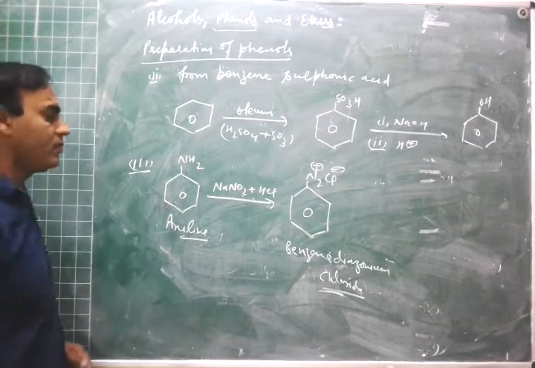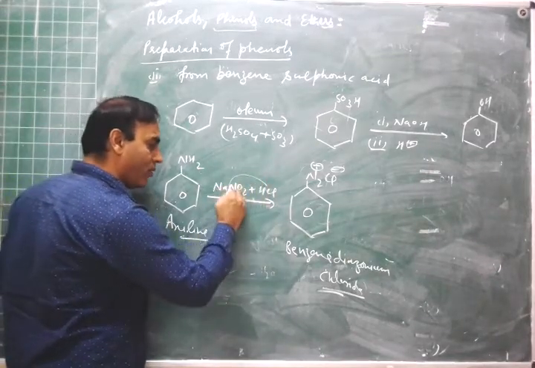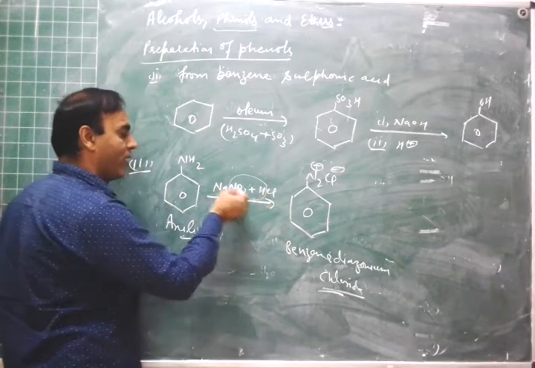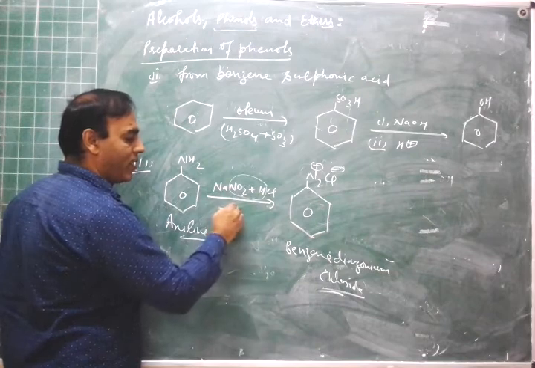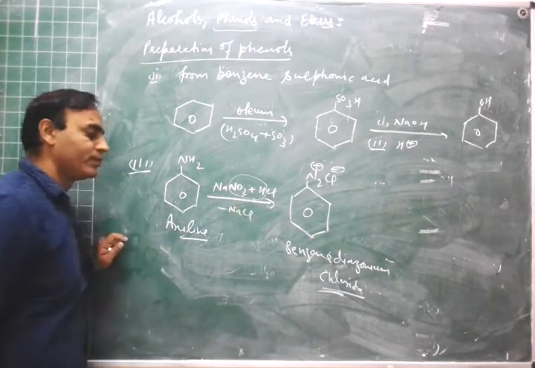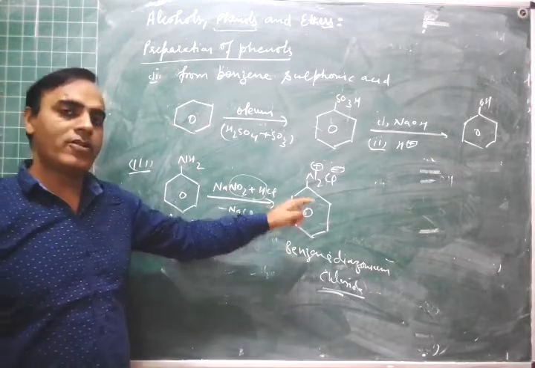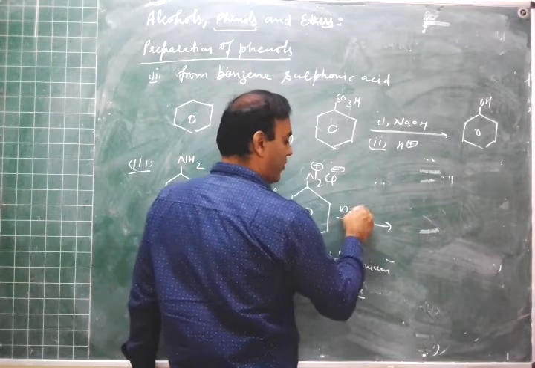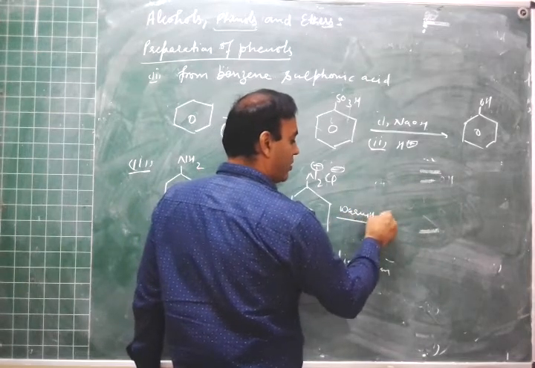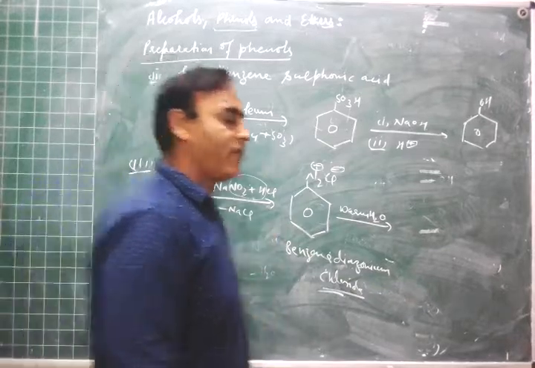Right? And this reaction is carried out by the formation of HNO2. HNO2 reacts with this and then this product is formed. And what is left there then? Minus NaCl. You can show it here. Right? Now this benzene diazonium chloride is reacted with warm water. Warm H2O. Right? So this will give phenol now.